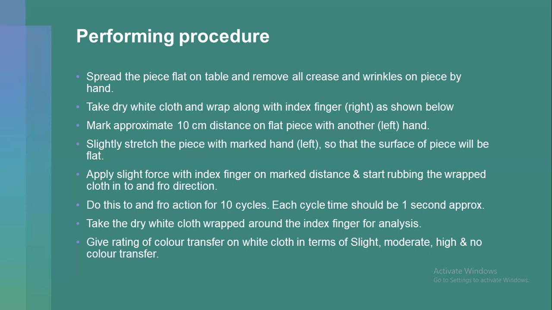After performing 10 cycles, we have to check whether any color has transferred to the white cloth. Based on the staining, we have to inform whether it is slight, moderate, high, or no color transferred from the textile material. So we have to ensure the result based on the staining.